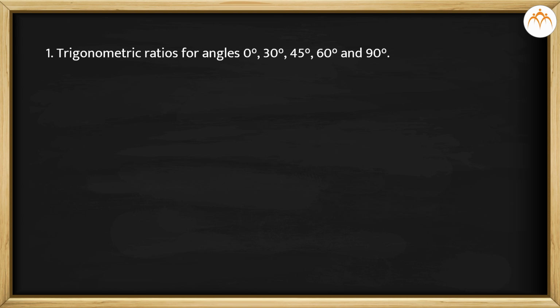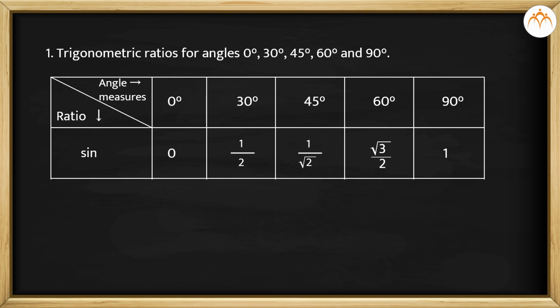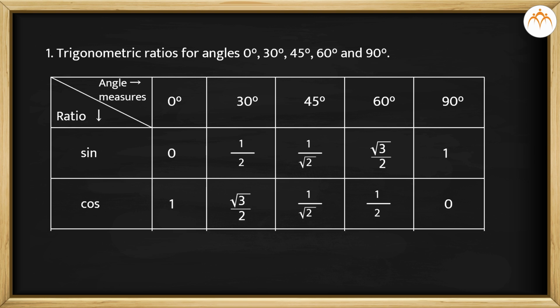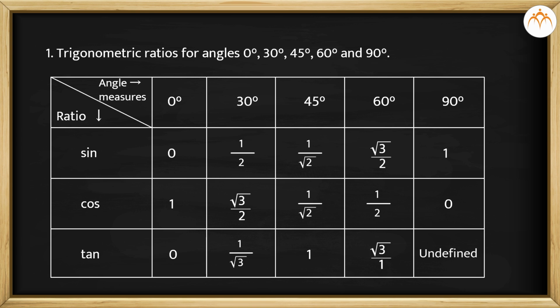What did we learn? Trigonometric ratios for angles 0 degree, 30 degree, 45 degree, 60 degree and 90 degree. Angle measures and their ratios. Sin 0 degree 0, sin 30 degree 1 upon 2, sin 45 degree 1 upon root 2, sin 60 degree root 3 upon 2, sin 90 degree 1, cos 0 degree 1, cos 30 degree root 3 upon 2, cos 45 degree 1 upon root 2, cos 60 degree 1 upon 2, cos 90 degree 0, tan 30 degree 1 upon root 3, tan 45 degree 1, tan 60 degree root 3 upon 1, that is root 3, tan 90 degree unable to determine.